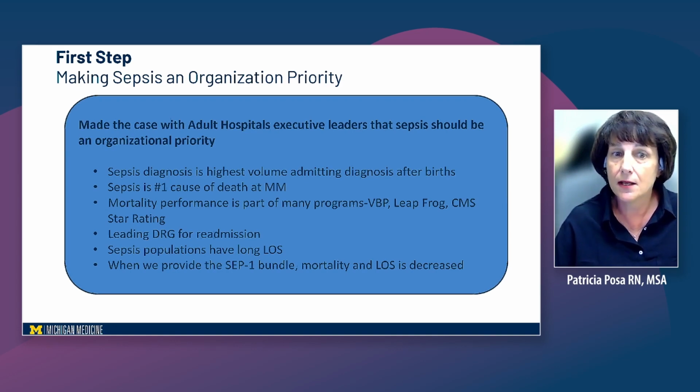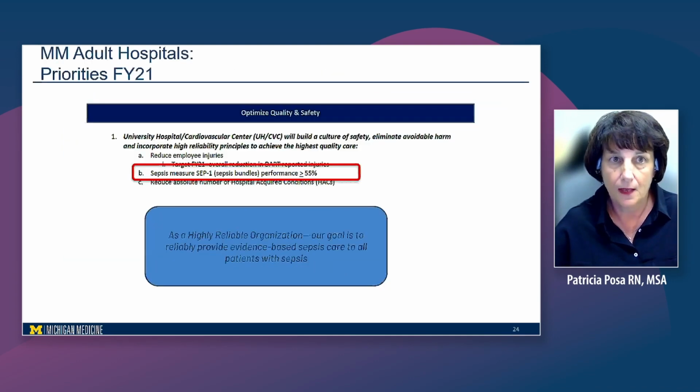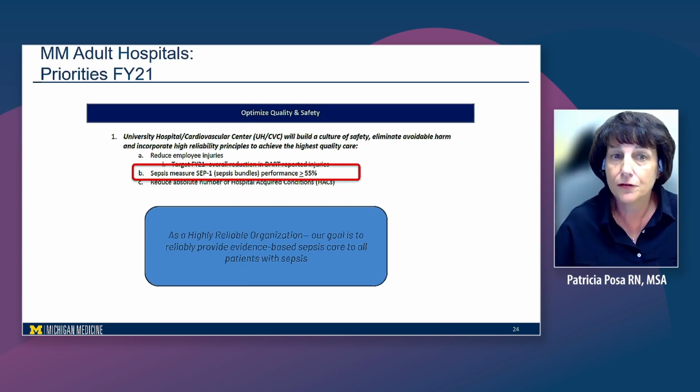And we know with our data that when we provided the SEP1 bundle, the evidence-based practice, appropriately, both mortality and length of stay were decreased. So in presenting all of that information, we successfully were able to have sepsis be an organizational priority for the next fiscal year, and it continues to be. We chose first to have our bundle performance be the focus, and you can see here we outlined that we wanted our bundle performance to be greater than 55%.